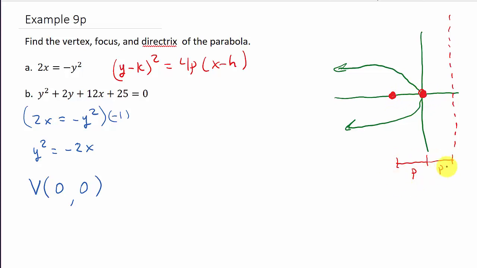So what we need to do is figure out what P is. Look, the point's moving left and right, so whatever P is, we can just add to our X coordinate, and that'll give us our focus, and then the equation of the line for our directrix. So let's get P.